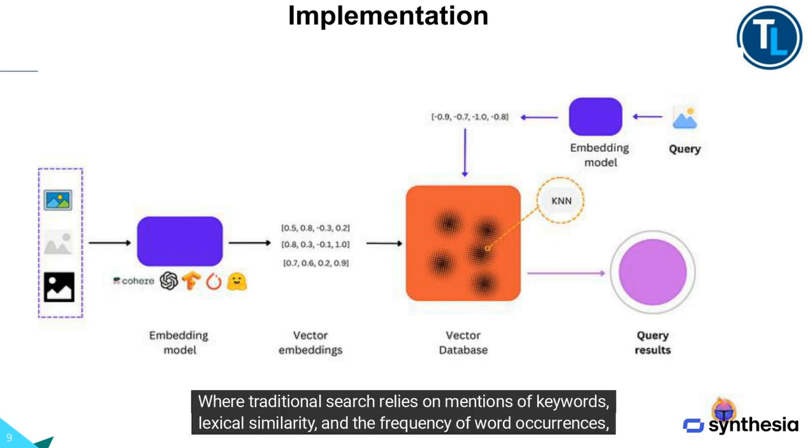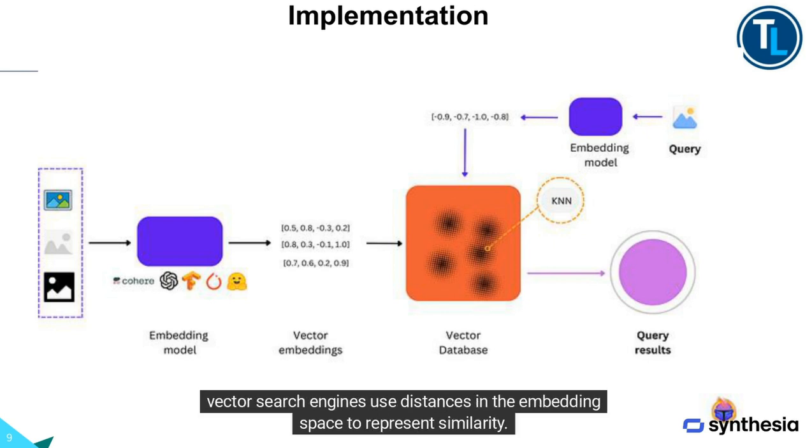Where traditional search relies on mentions of keywords, lexical similarity, and the frequency of word occurrences, vector search engines use distances in the embedding space to represent similarity. Finding related data becomes searching for nearest neighbors of your query.